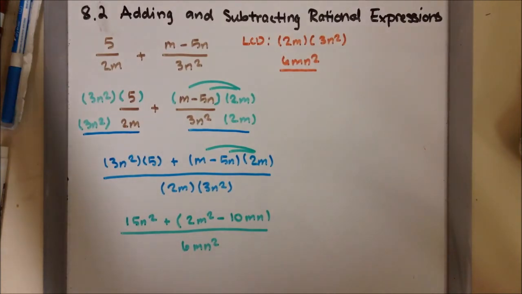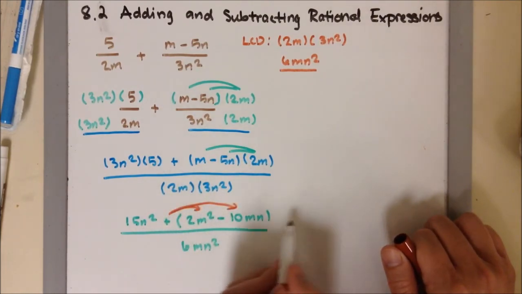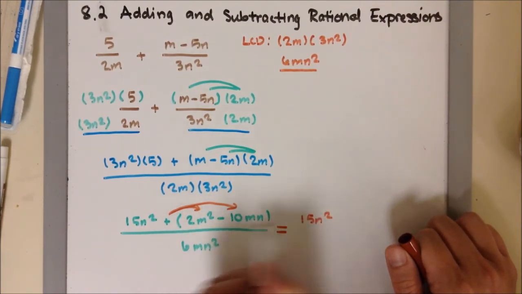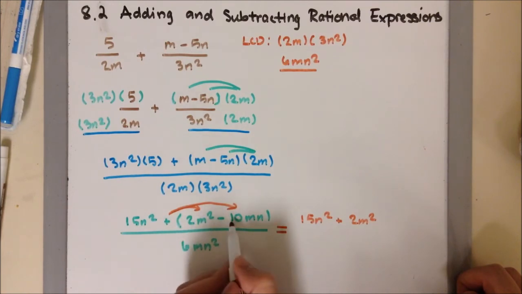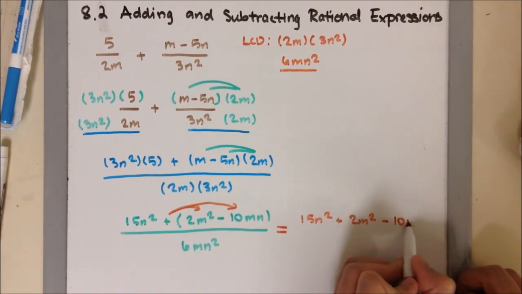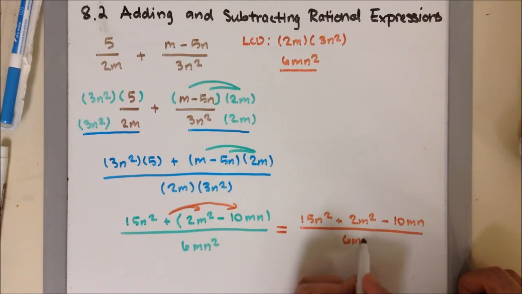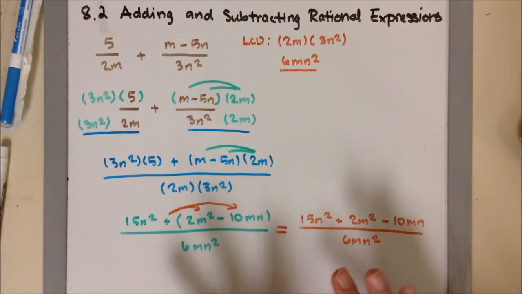Now after that, I'm going to distribute my plus. So what I'm going to have is 15n squared plus 2m squared, and then positive times negative 10mn will be negative 10mn over my LCD, which is 6mn squared. Alright, now the reason I distributed with the plus is because I want to get good practice in the event when we're subtracting. So when we're subtracting, we work with minus. When you're distributing the minus, you might change some of these signs, so be very careful with that.